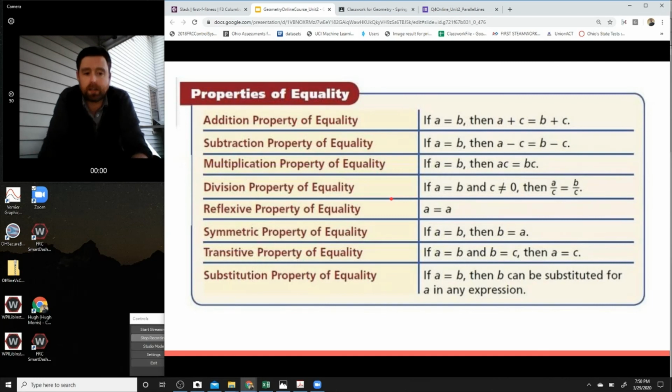Now, understanding the properties of equality, I'm going to let you guys pause that video and go through it. These are things we've learned along the way, but it is worth understanding the terminology.